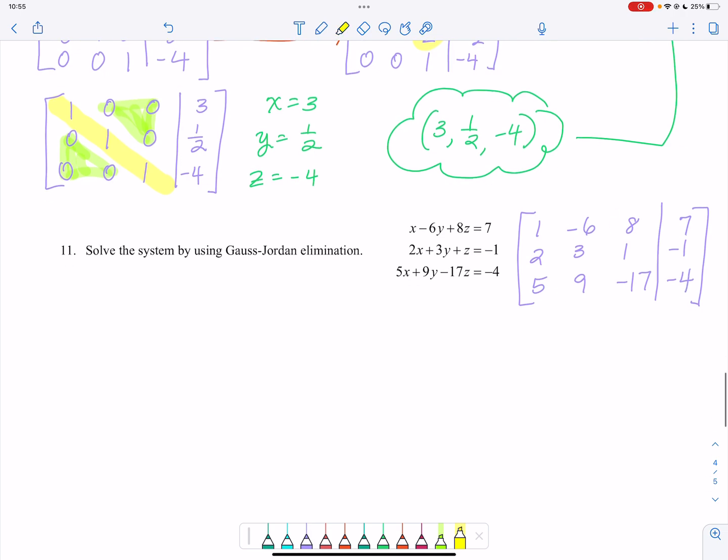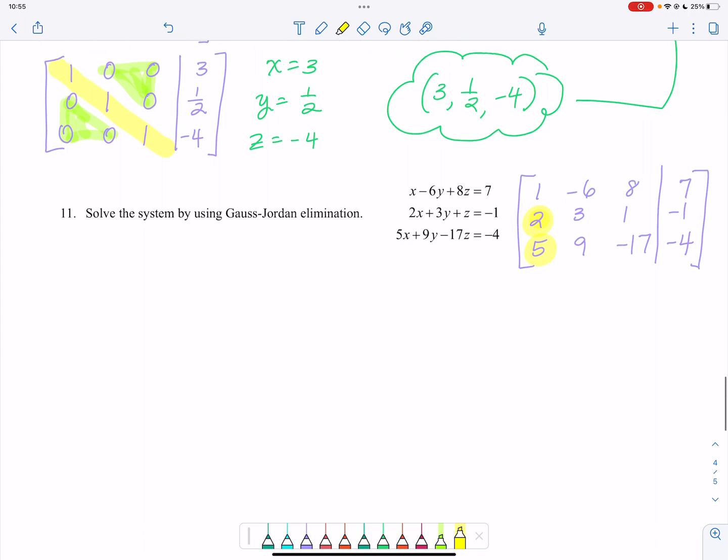Okay, our focus, we already have this 1 here already. So now we want to go ahead and focus on both of these values being 0. And how we would do that is we could take negative 2 times row 1 and add that to row 2 and replace row 2 with that. And then negative 5 times row 1 and add that to row 3 and replace row 3 with this.